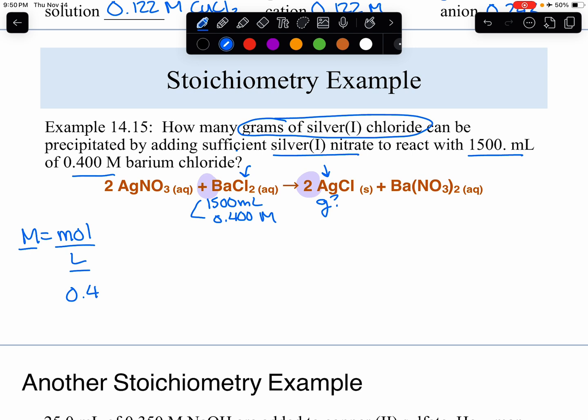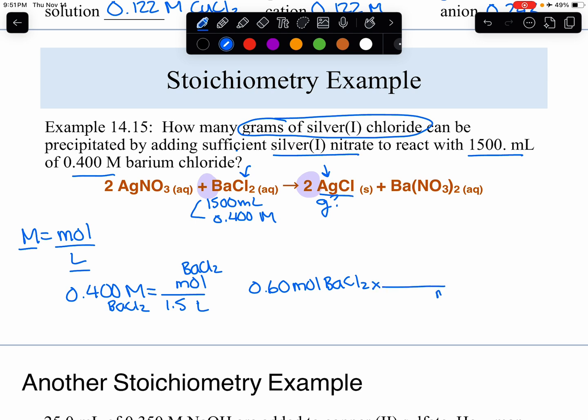My molarity is 0.400 molarity, again of BaCl2. And I'm going to convert the volume to 0.15 liters. Remember, it has to be in liters. And I can solve for moles of my BaCl2, which is what I need to use a mole ratio. I end up multiplying 0.4 times 0.15, and when I multiply that, I end up getting 0.06 moles of BaCl2. But that's not what I need. I need silver chloride. So I'm going to dive into a mole ratio.